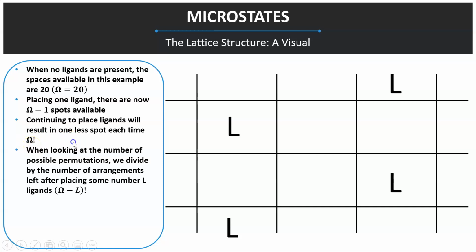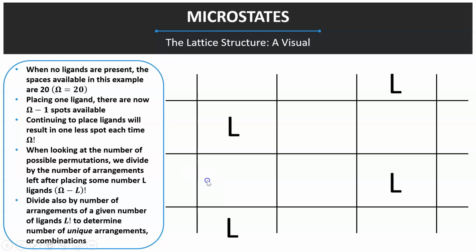Now again, if we have this arrangement shown here, all these ligands are identical. This means that if we were to swap any of these ligands around, but have them remain in the same overall arrangement, this assortment is identical to the last. This means that we are not concerned with the rearrangement of these ligands with the given orientation. Because of this, we divide by the arrangement of the ligands, or L factorial. This gives us the number of unique arrangements possible in a solution with omega available spots if we choose some number of ligands L.